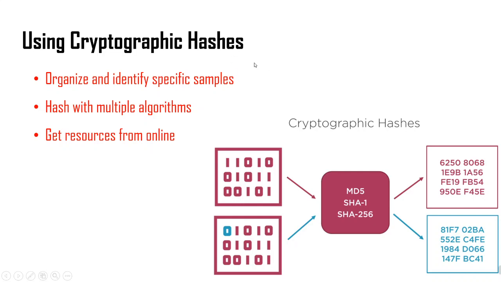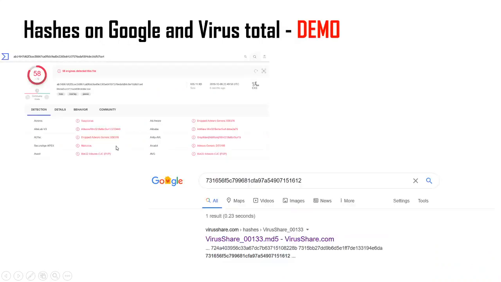So how will these hashes be useful for analyzing by doing a static analysis? Organize and identify the specific samples. If you want to store your malware samples, you have to organize and identify the specific samples you have been analyzing, with the help of the hashes. Hash with multiple algorithms. You have to hash your malware samples with multiple algorithms, even though it has already been hashed, so you can get many resources from online.